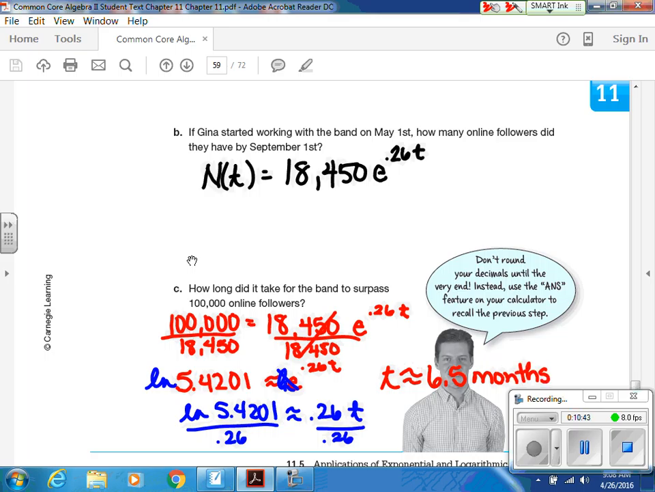I'm just going to write it right on that dude's face. This is a dumb question. I get the answer, and then the negative sign. Now, did it ask us? It just said how long, so 6.5 months. But then it says, when do they surpass? And we'd have to figure out, well, 6.5 months from May is, what, like November-ish? Halfway through November?